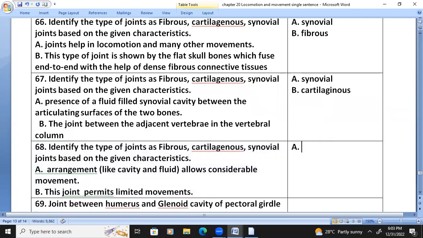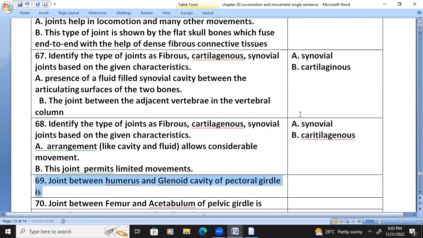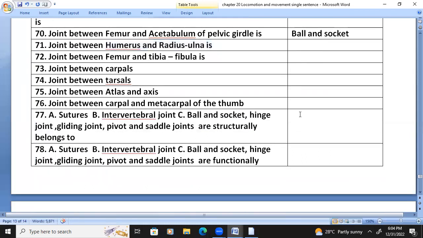An arrangement with a cavity and fluid that allows considerable movement is a synovial joint. A joint that permits limited movements only is a cartilaginous joint, amphiarthrosis. The joint between the humerus and glenoid cavity of the pectoral girdle is a synovial ball and socket joint. The joint between the femur and acetabulum is a ball and socket joint. The joint between the humerus and radius-ulna is a hinge joint. The joint between the femur and tibiofibula is a hinge joint.